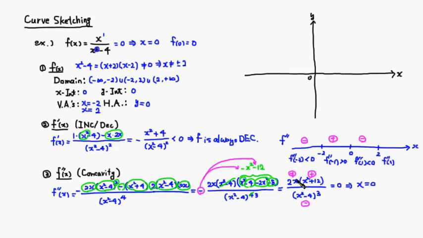Right, last interval, we can try +3. That's positive, that's always positive. +3 squared minus 4 is positive, right? So you have a positive sign here.